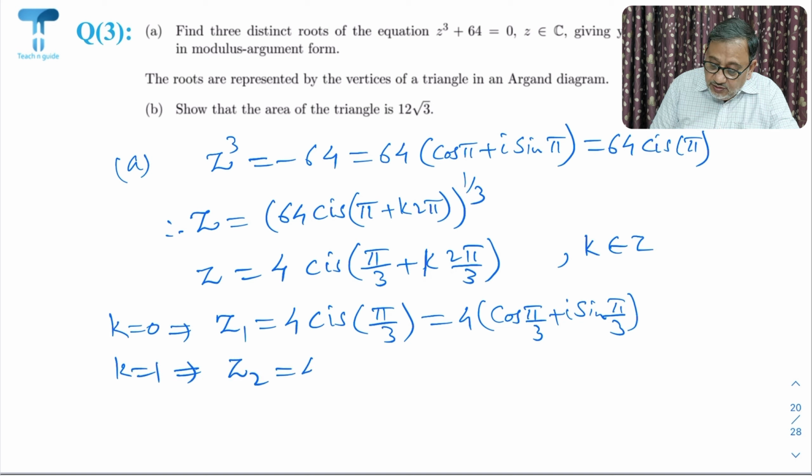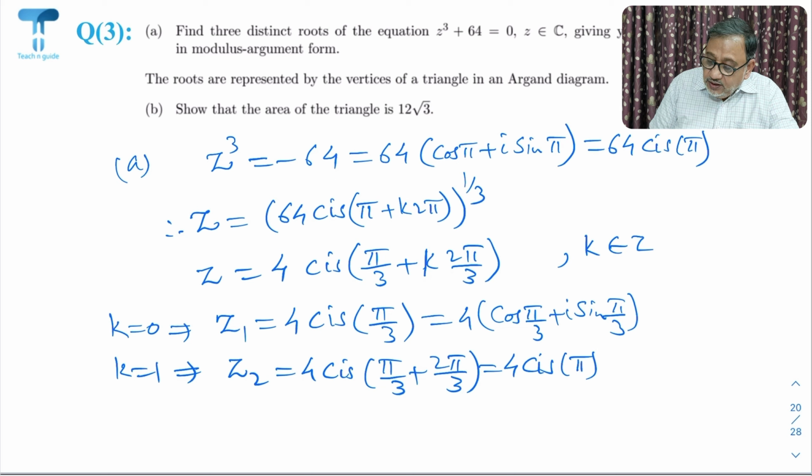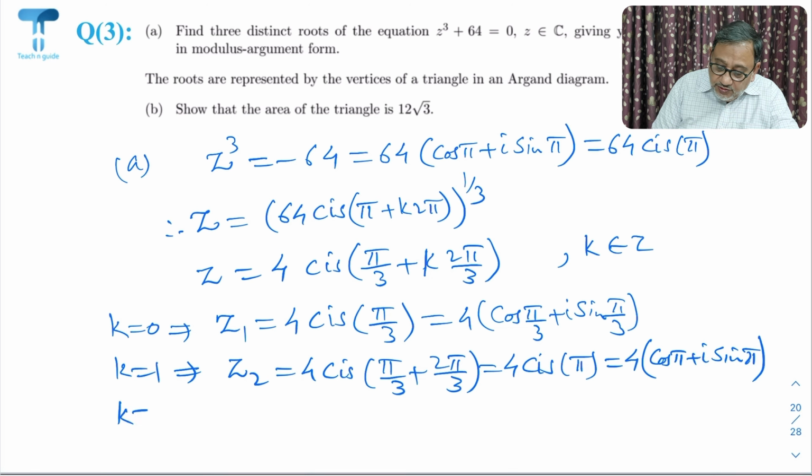z2 will be 4 cis pi by 3 plus k will be 1, so 2 pi by 3. So it will be 4 cis of 3 pi by 3, which will be pi. And this I can write as 4 cos pi plus i sin pi. So this is in the modulus and argument form, and k is equal to 2.